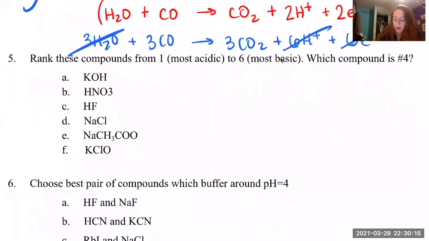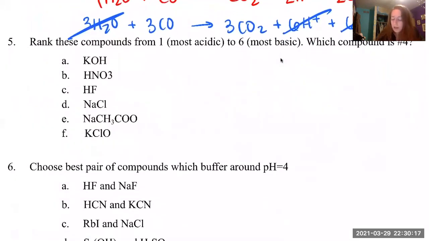The next problem is a review problem. We're just ranking our acids and bases again. So I'm going to label them. This is a strong base. This is a strong acid. This is a weak acid. This is neutral. This is a basic salt.